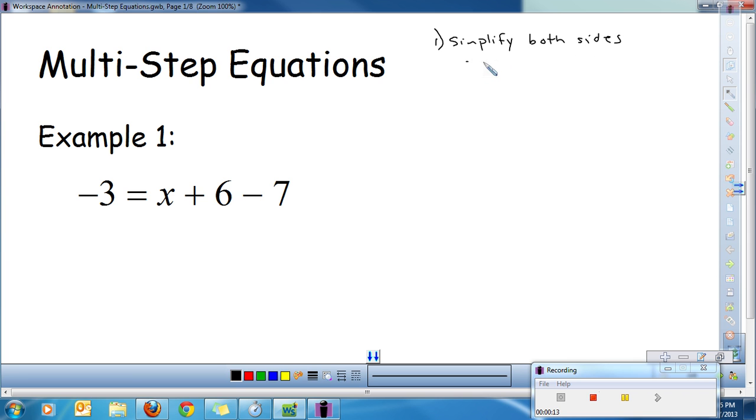That means that number one, you need to first distribute, and number two, you need to combine like terms. The second thing that we should do when we're solving equations is get all variables to one side. Get all variables to one side. And we'll talk about how to do that.